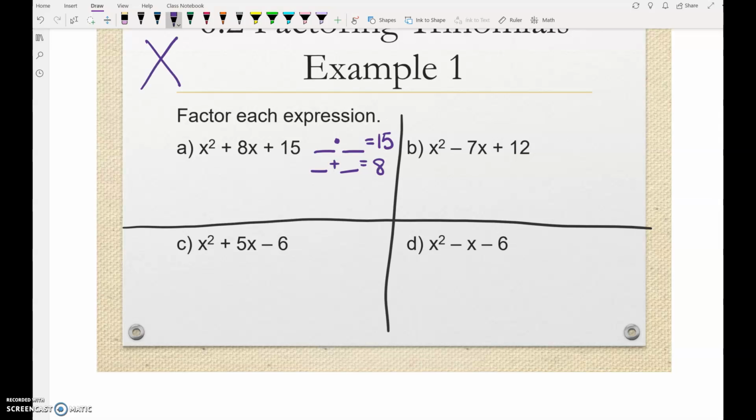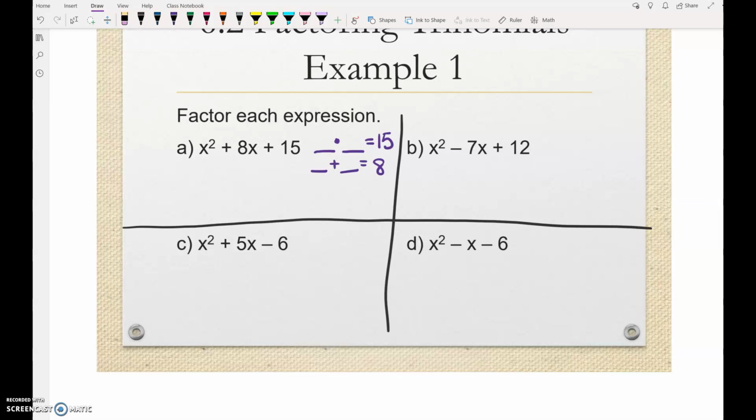Some teachers in the past use an X for this, and they put 15 on top and 8 on the bottom, and then you try to figure out the two numbers and you write that on either side of the X. The problem that I see with the X is that you have to remember that you're multiplying to get the top number and adding to get the bottom number. So I just use blanks because that's how my brain works.